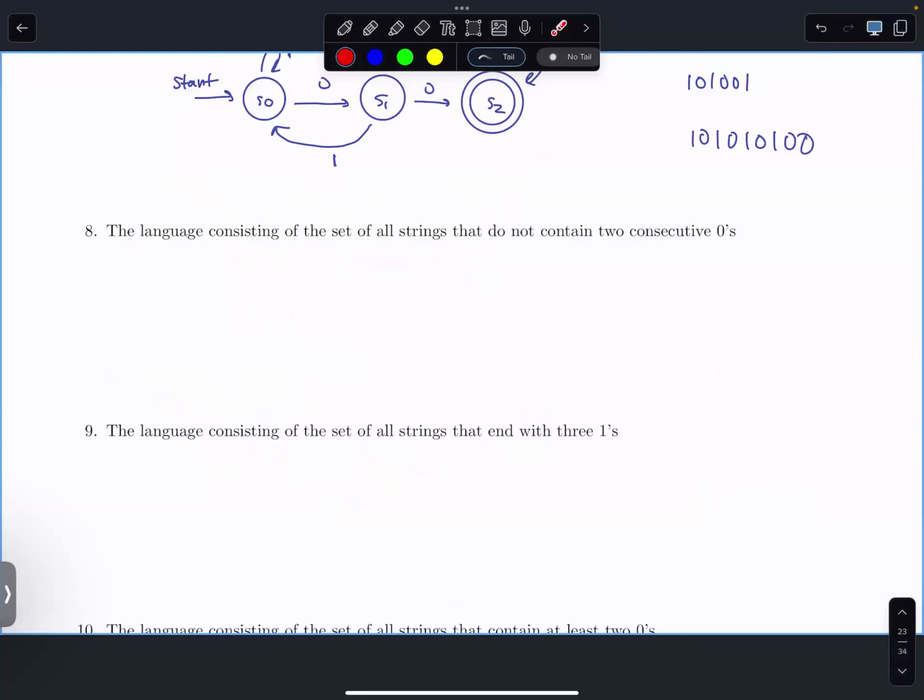Number 8 is the language consisting of all strings that do not contain 2 consecutive zeros. As long as there are not 2 zeros in a row, we're done. We're good. That means that this, if you start with a 1, is a final state, right? I should let y'all tell me how to do this. I'm looking at the answer, so I'm not giving you time to think.